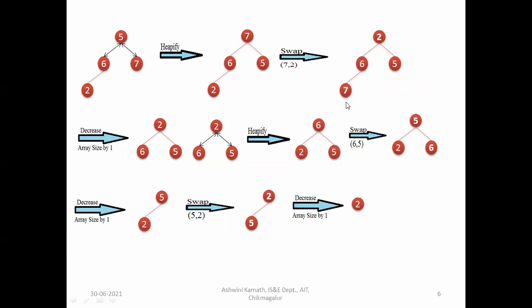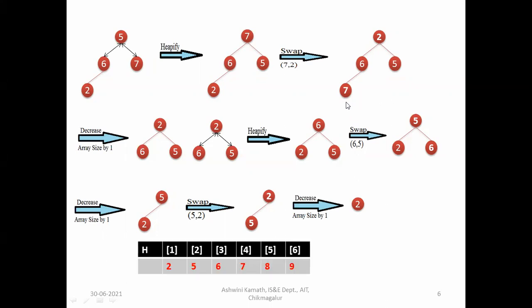We have 2. So we have to apply this root deletion method n minus 1 times. If we have 6 elements, we have to apply it 5 times. For the last one, we need not apply the root deletion method here. It will already be in its final position. So when we consider the heap, it will be sorted like this. Okay, this is the heap sort: 2, 5, 6, 7, 8 and 9.